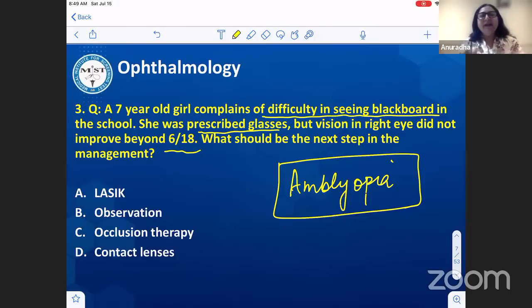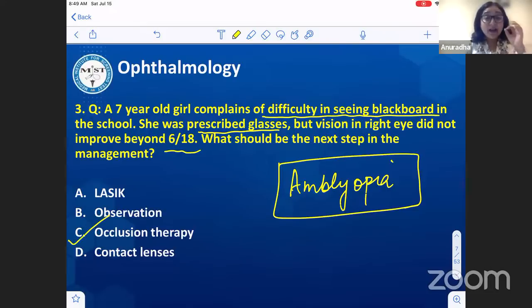The refractive error was corrected, but still the patient is not able to see clearly. That is because of the suppressed vision. This suppression of the vision is called amblyopia. And the best treatment for amblyopia is, as all of you have told me, occlusion therapy.